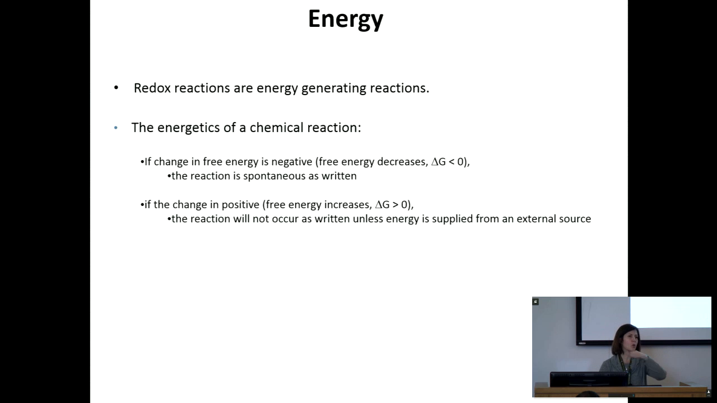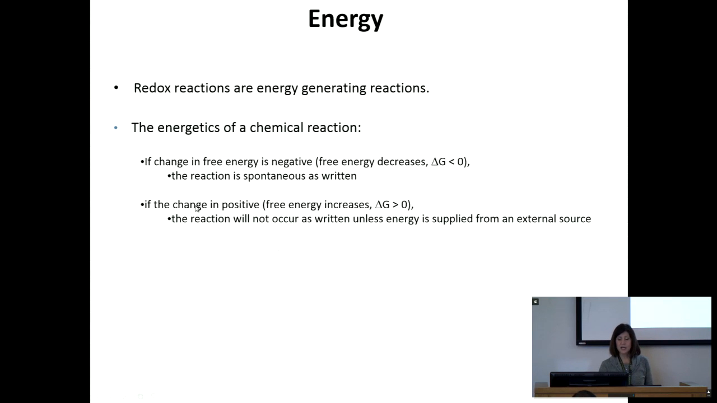So what value of delta G is going to indicate a spontaneous reaction? Negative delta G. Because remember, delta, that triangle, is final minus initial. So final is a lower number, and initial is a bigger number. Little number minus big number gives a negative value. So that's why a negative delta G indicates spontaneity.